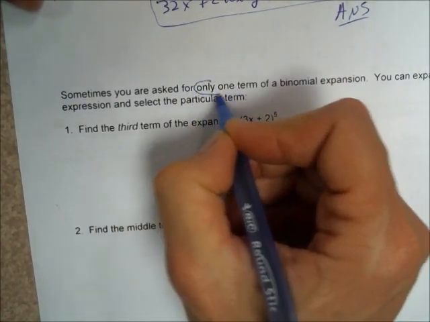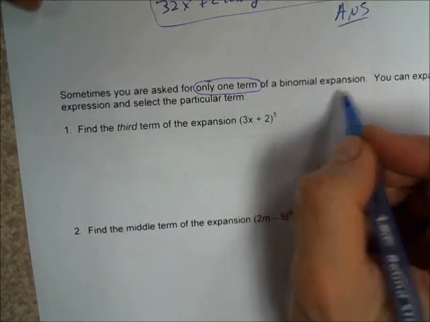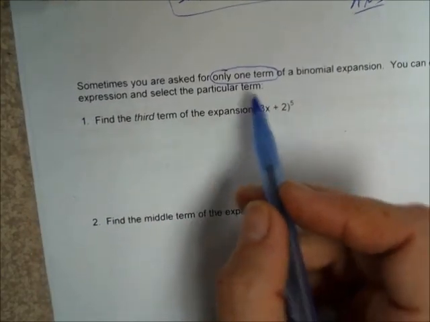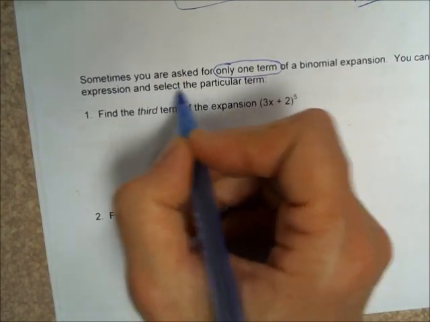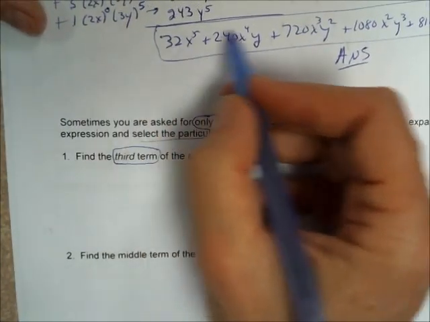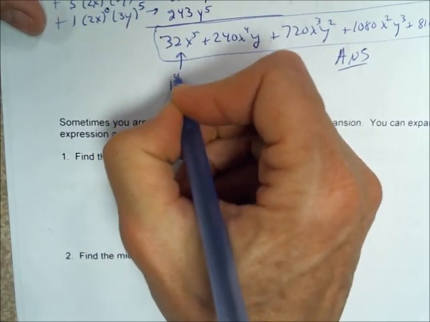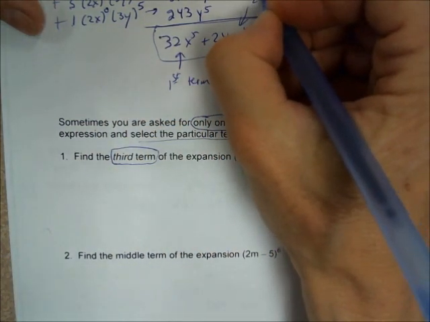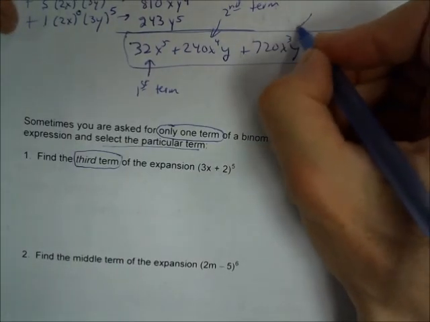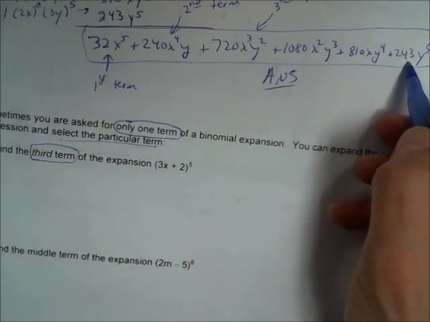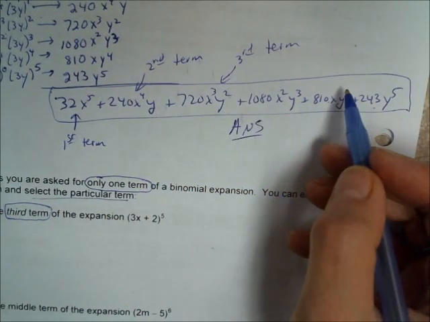And then just a couple of quick things. Sometimes you're only asked for one term, and you can expand the entire thing like we did above, or you can just stop where they want the particular term. Like in this example, they say the third term. Well, each one of these are terms. This one is the first term, this guy over here, he's the second term, and this one is the third term. Fourth term, fifth term, sixth term. So each one of these parts is called a term.